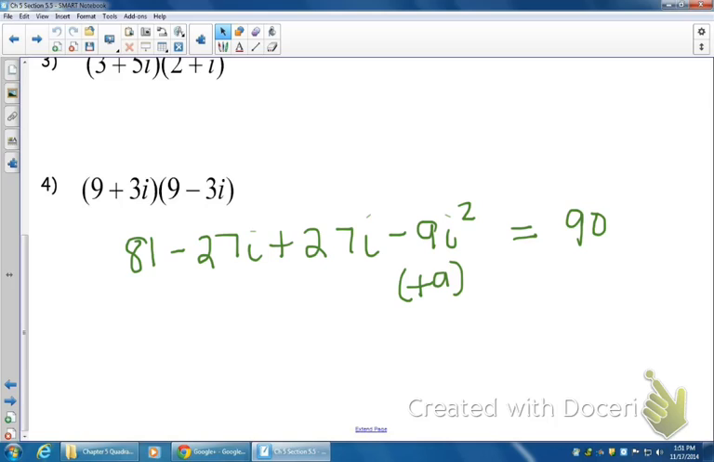And for the next one, 9 times 9, 81. Notice these are conjugate pairs. We get negative 27i and positive 27i, so these cancel each other out. Minus 9i squared. i squared is negative 1. Negative 1 times negative 9 is positive 9. 81 plus 9 is 90. So that's your final answer. Okay, go to the next page and we'll talk about division.